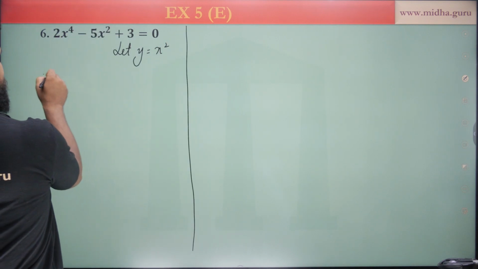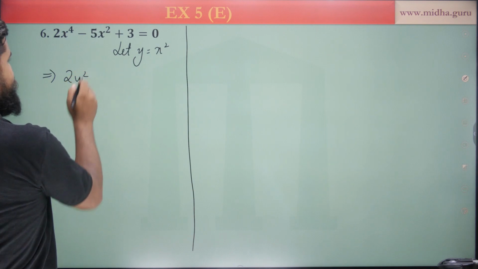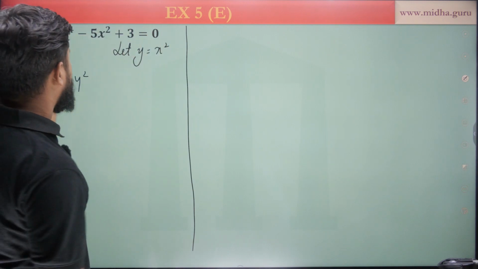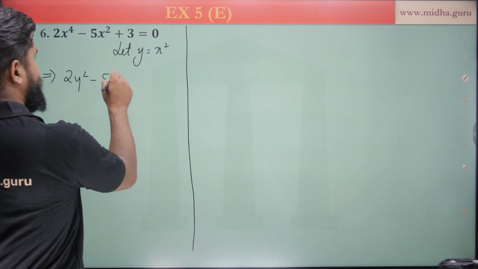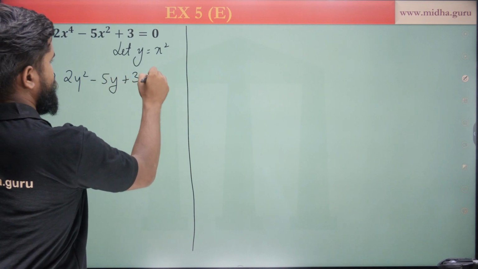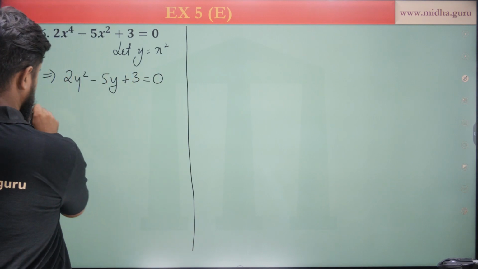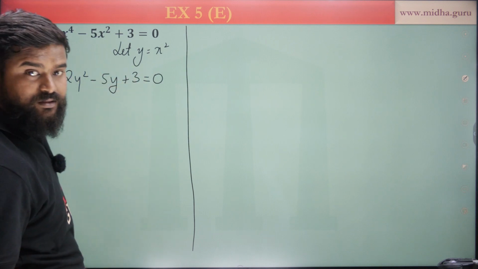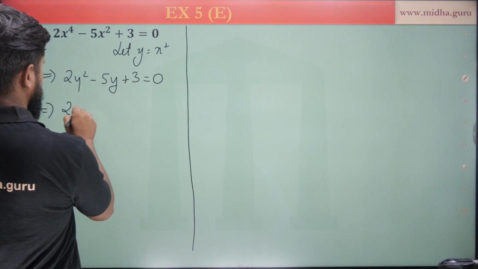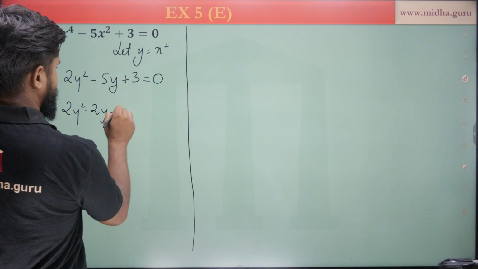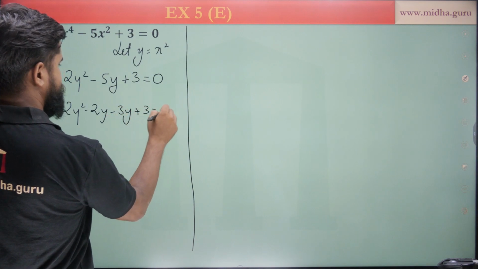So if we replace x squared with y, we will get 2y squared, since y squared will become x to the power 4, and that's what we have here. 5y plus 3 is equal to 0. Now here 2 into 3 is 6, that is positive 6. So we will just split this into 2y minus 3y plus 3 is equal to 0.